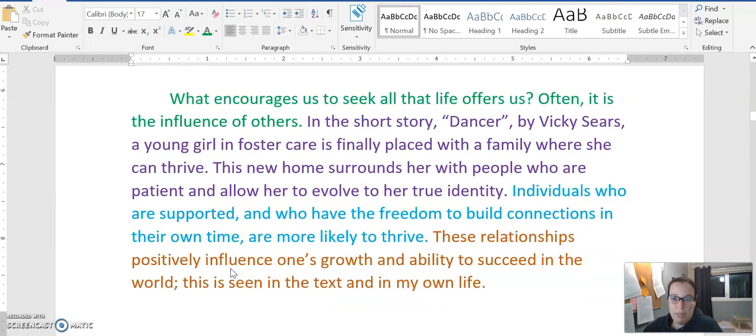So altogether, this is what it looks like. What encourages us to seek all that life offers us? Often it is the influence of others. In the short story "Dancer" by Vicky Sears, a young girl in foster care is finally placed with a family where she can thrive. This new home surrounds her with people who are patient and allow her to evolve to her true identity. Individuals who are supported and who have the freedom to build connections in their own time are more likely to thrive. These relationships positively influence one's growth and ability to succeed in the world. This is seen in the text and in my own life.